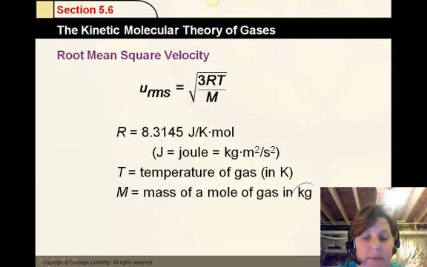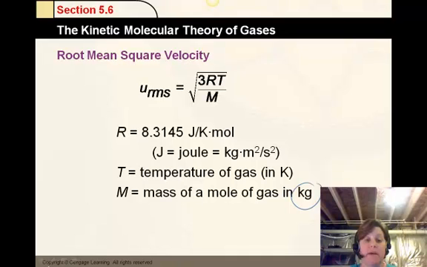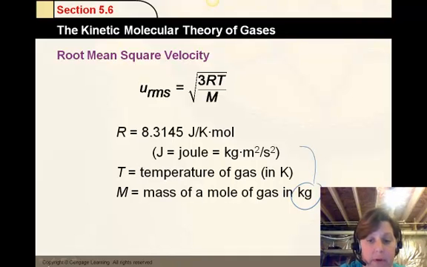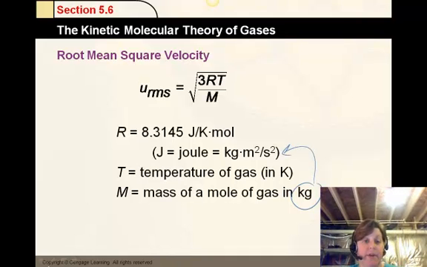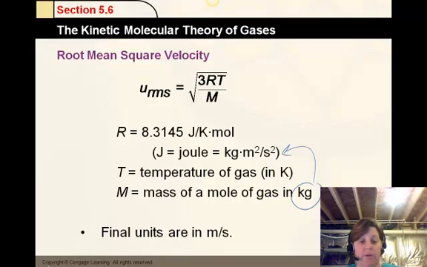Now I'm going to circle that because oftentimes we have molar mass in grams, but here, to make the units cancel for joules, as you see above, you'll have to have kilograms. And the final units are meters per second. So this is a unit of velocity, as you might remember from physics.